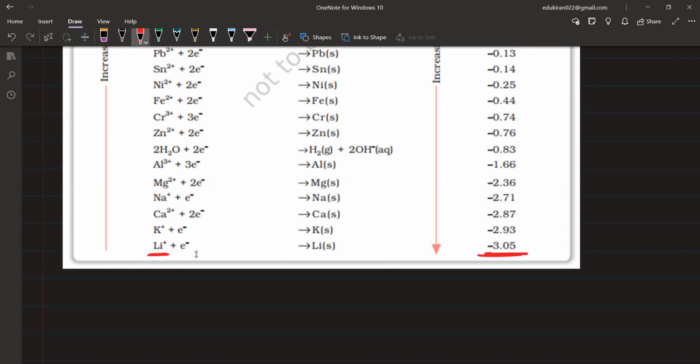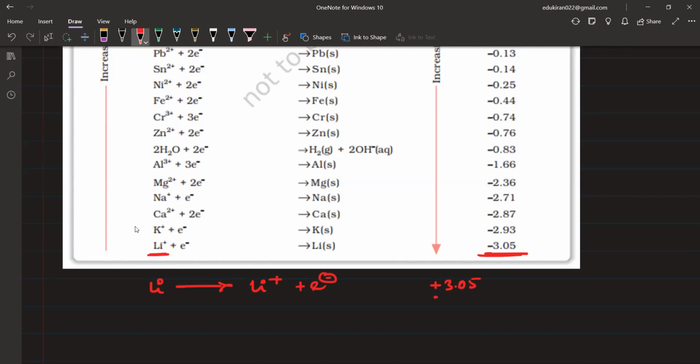It needs electricity for this reaction to happen. Correct? Yes or no? Tell me. Yes. Right. But if I write the opposite of this reaction, lithium giving me lithium positive plus electron, now this is going to be spontaneous because lithium is a metal and metal has a tendency to lose electron. So this is going to be plus 3.05 volts.